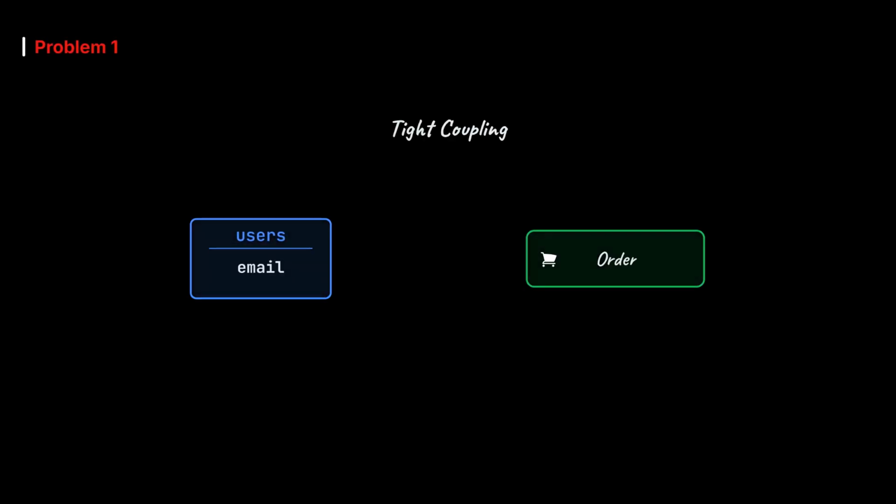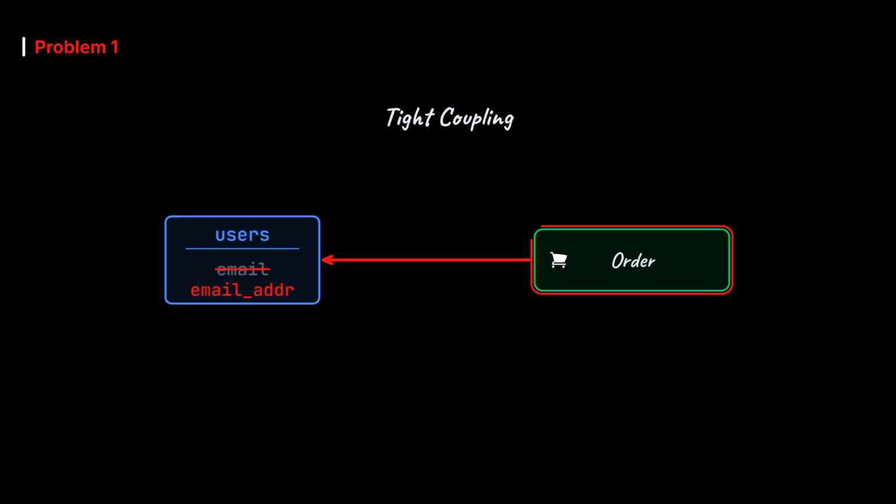First problem, tight coupling. Suppose the order service is reading directly from the user's table. It has written its logic based on the user team's schema. Now the user team renames a few columns. For them, it is a very small, harmless change. But suddenly the order service starts failing. A change done by one team has broken a completely different team's service. This only is called tight coupling.